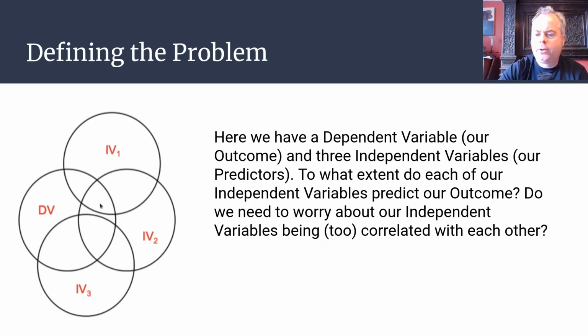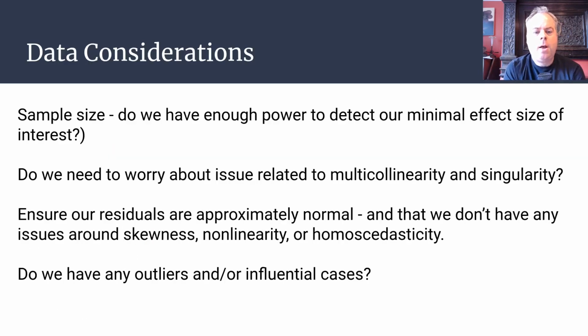And we might want to worry about cases where there's too much of an overlap between the predictors. And that's something we're going to look at. So this is kind of the general idea behind what we're doing in the context of multiple regression. We're looking at sort of multiple predictors. We have to consider a number of things.